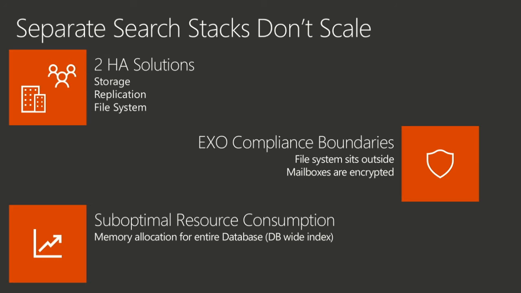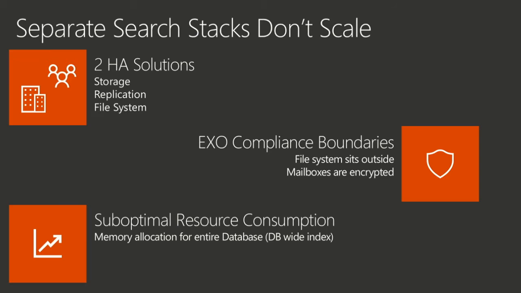So when we have 2 separate stacks, we're basically managing 2 different sets of code. We have 2 HA solutions, 2 storage, 2 replication systems, and that just adds more complexity that we don't need for similar functionality. The other one is compliance boundaries. So with separate search stacks, your search indices don't reside within the mailbox. And if you have a scenario where you need to be able to take control of your keys to encrypt your mailboxes and your data, you won't be able to separately encrypt your search indices.